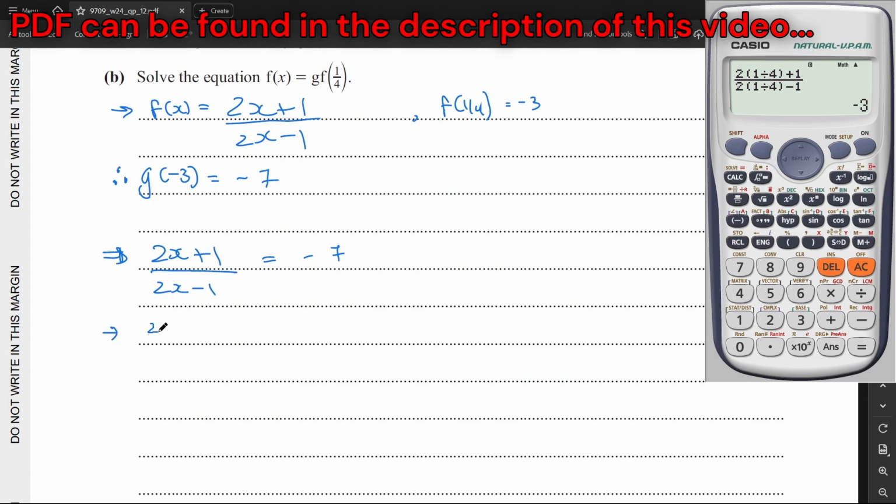And now if I just solve it, 2x + 1 is equal to -14x + 7. I'll keep x on the left side, so it becomes 16x. On the right side, it is becoming 7 minus 1, which is 6. And therefore, your x will be equal to 6 over 16. That is equal to, 2 times 3 is 6, 2 times 8 is 16, so 3 over 8 becomes your final answer.